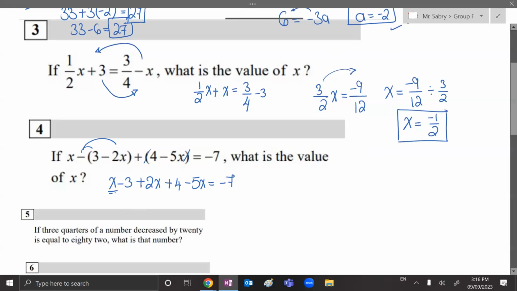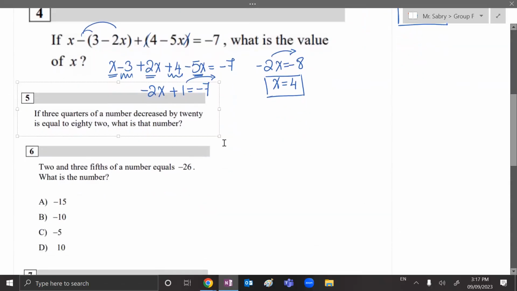Now like terms together. Then negative 3 plus 4, that's positive 1, equals negative x. I'll move the positive 1 to the other side. So that's negative 8. The negative 2 would go to the other side by division. Right? Any problems? Okay.